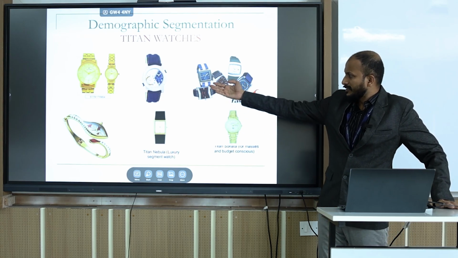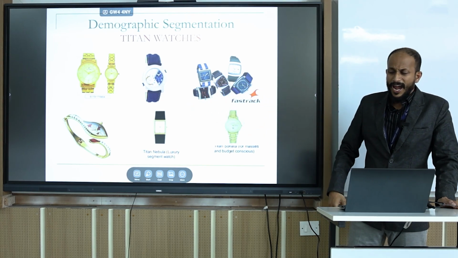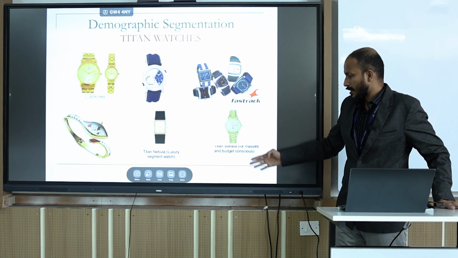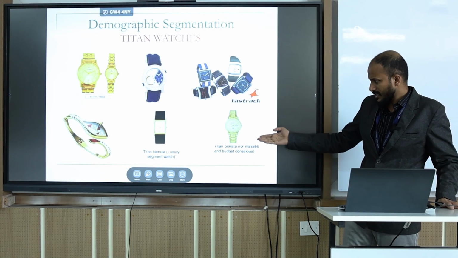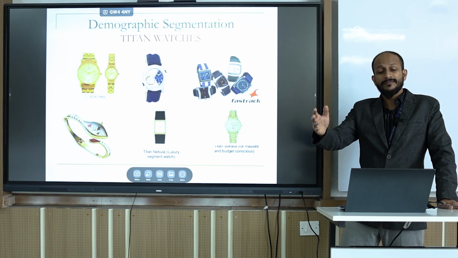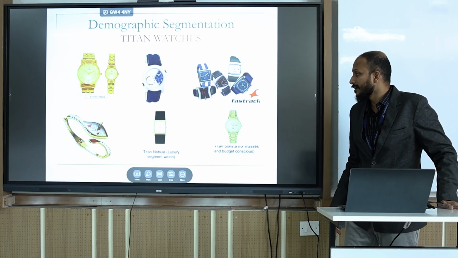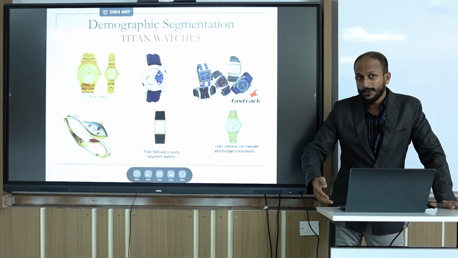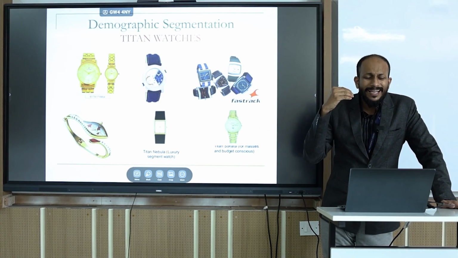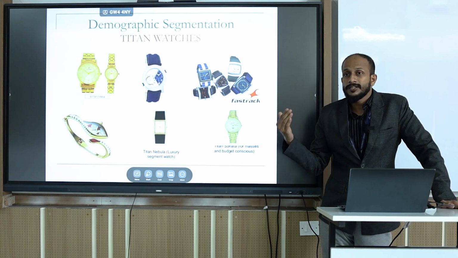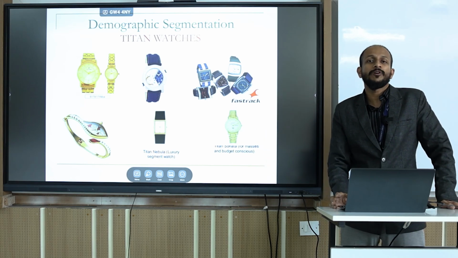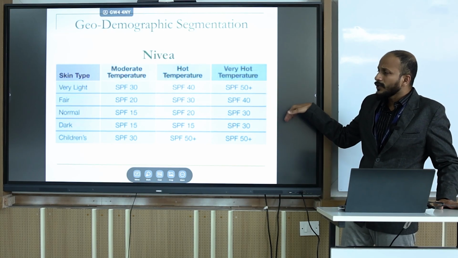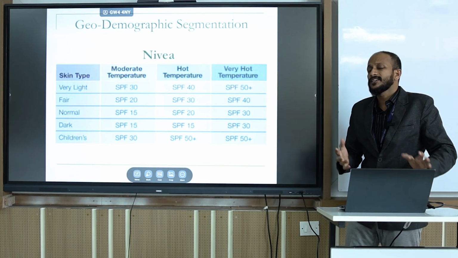You have Raga for women, and you have gold watch for men, and you have something like Sonata for people who are budget conscious. They also have a luxury brand called Titan Nebula, and you have something like Fast Track for people who are into sports. So which means that if you take any variable, these variables can be divided, and this division is what we call segmentation, right?